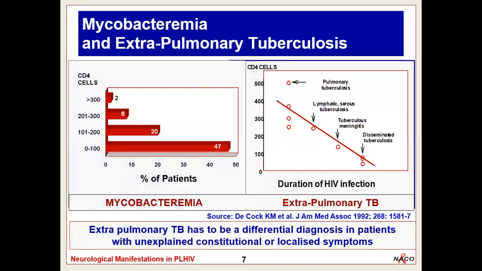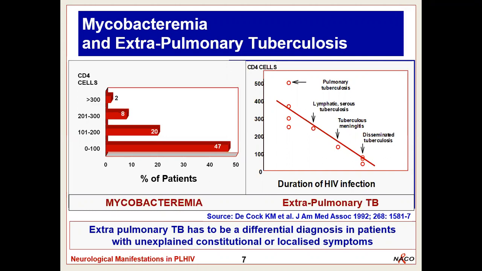If you see the slide now, on the left side is a typical relationship between the immune system and mycobacteremia. You see on the y-axis there is the CD4 count, and as it is reducing, you see the mycobacteria load is increasing, which is quite obvious.